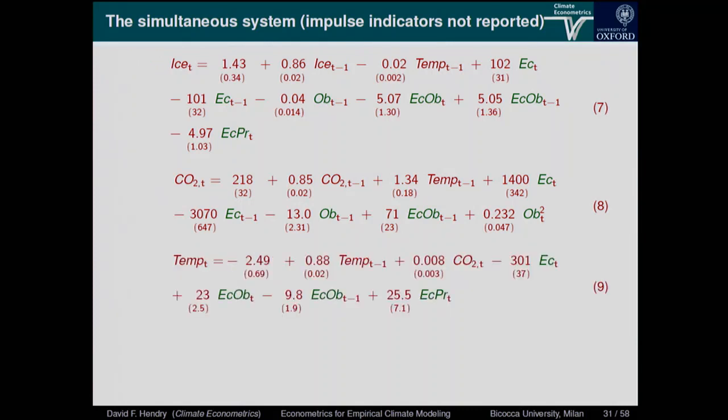And then for temperature, we get temperature lagged, and at last, a significant current dated coefficient on CO2. Then eccentricity times obliquity, and that lagged, and eccentricity times precession.